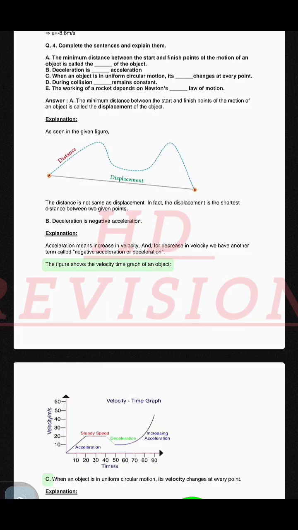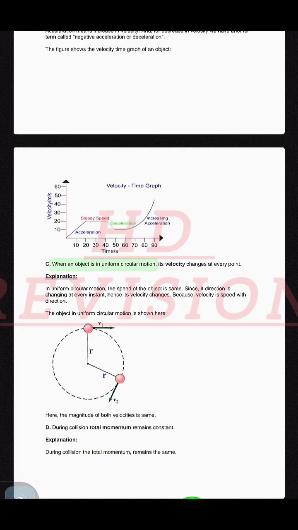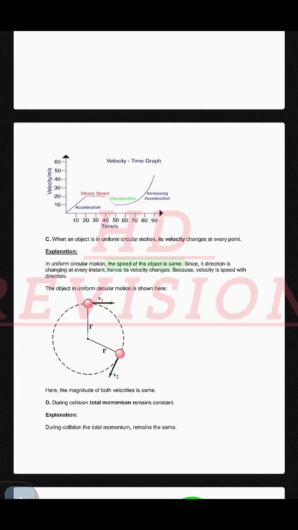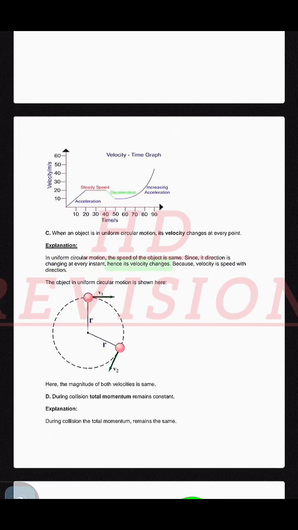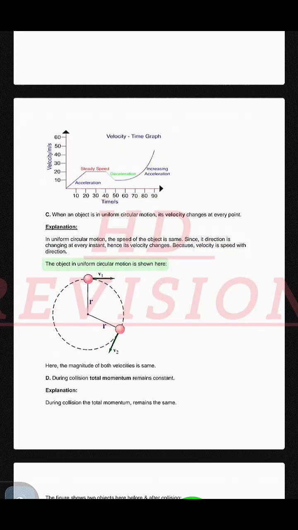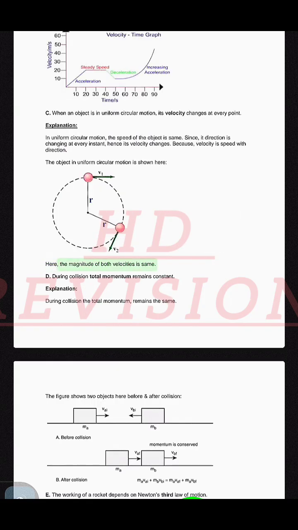The figure shows the velocity time graph of an object. C. When an object is in uniform circular motion, its velocity changes at every point. Explanation. In uniform circular motion, the speed of the object is the same, but since its direction is changing at every instant, its velocity changes, because velocity is speed with direction. The object in uniform circular motion is shown here. Here, the magnitude of both velocities is the same.